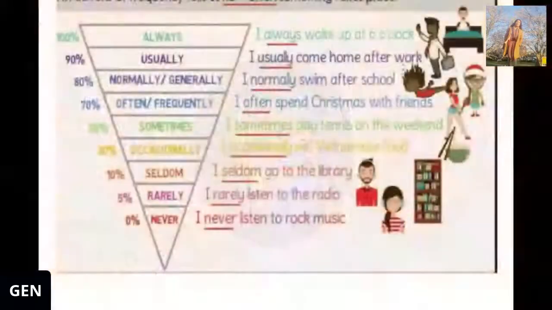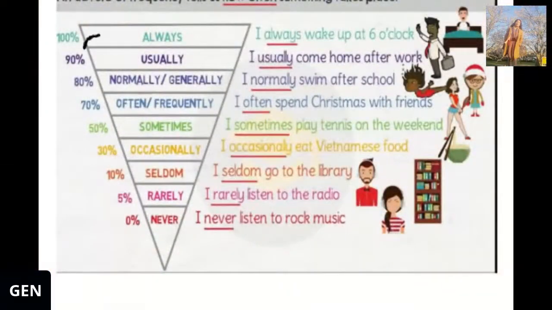Again, always, 100%, usually 90%, normally 80%, often 70%, and sometimes 50%, occasionally 30%, seldom 10%, rarely 5%, and 0%. That's never. And that's it. Thank you.